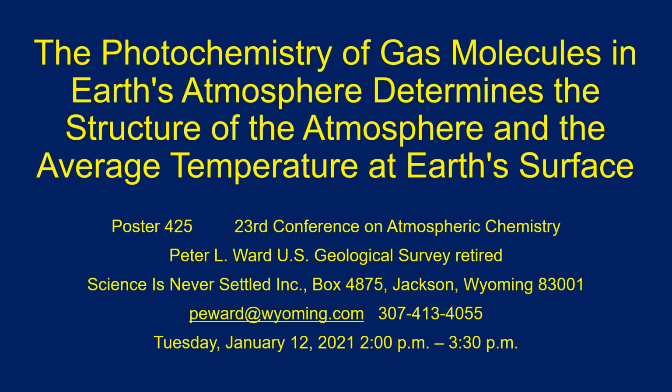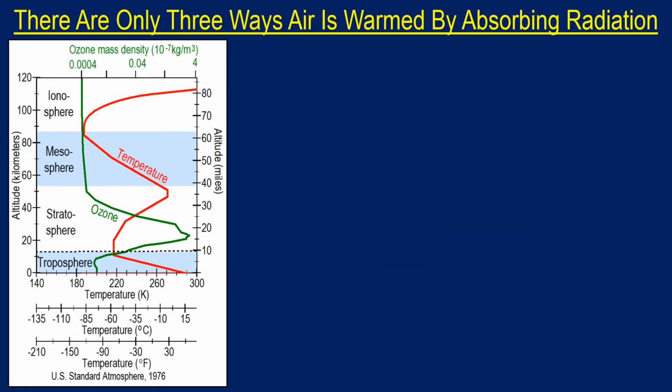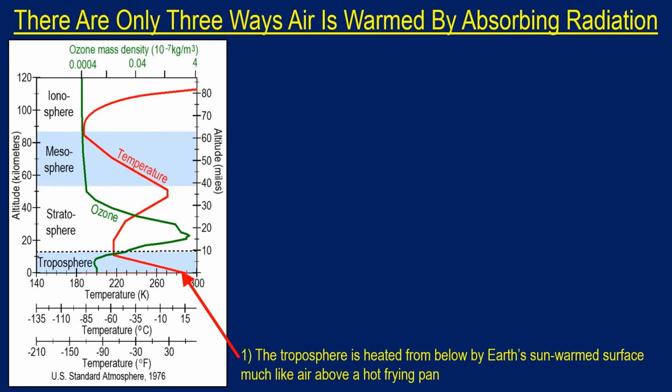This poster is about how the photochemistry of gas molecules in Earth's atmosphere determines the structure of the atmosphere and the average temperature at Earth's surface. There are only three ways air is warmed by absorbing radiation. First, the troposphere is heated from below by Earth's sun-warmed surface, much like air above a hot frying pan.